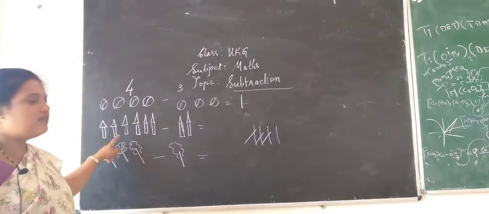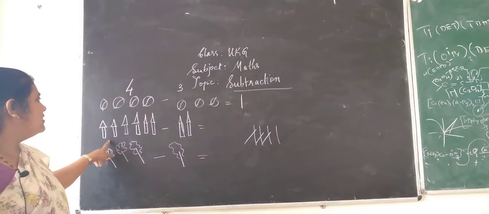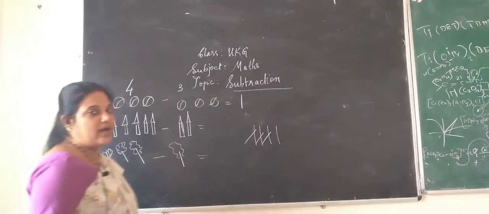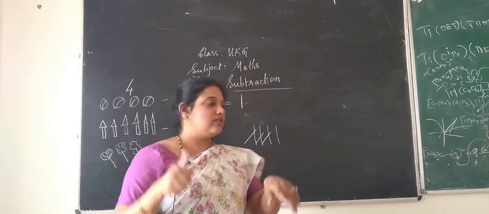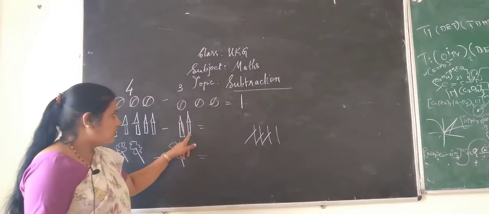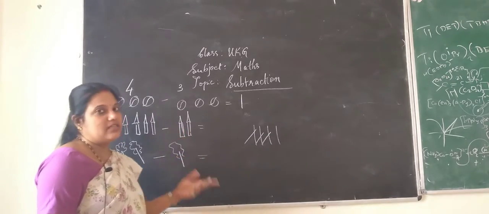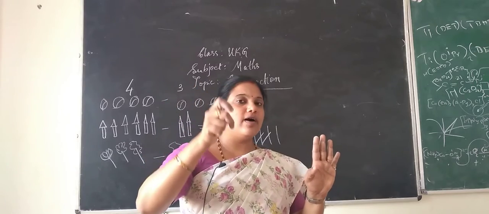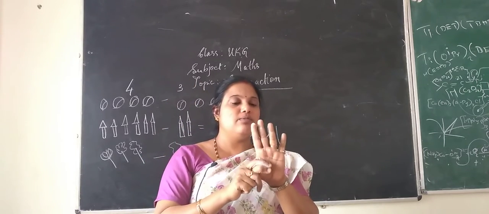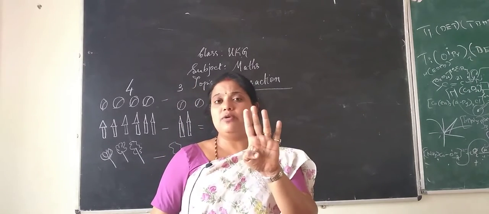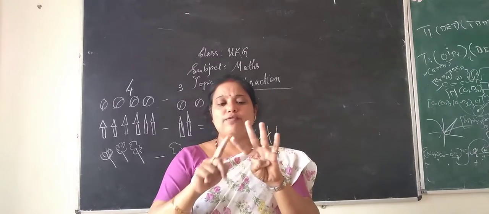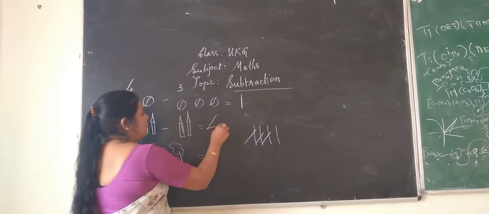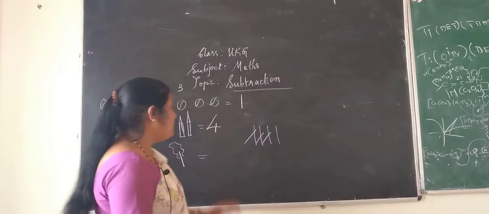Now here you have some pencils. 1 2 3 4 5 6 pencils you had with you. How many? 6. Now you lost these 2 pencils. Now let me remove 1 and 2. 2 is removed. Now what is pending with you? That is 4. 1 2 3 4. So 4 is the remaining.